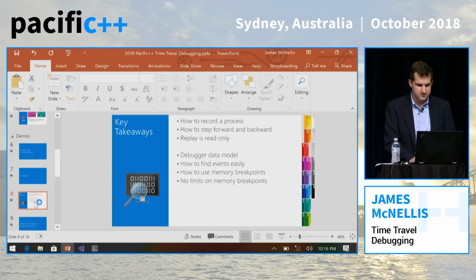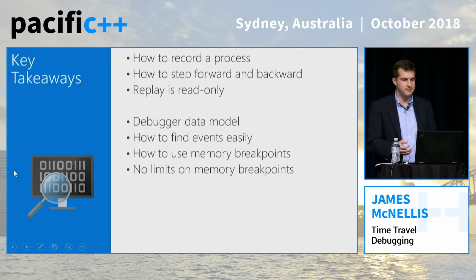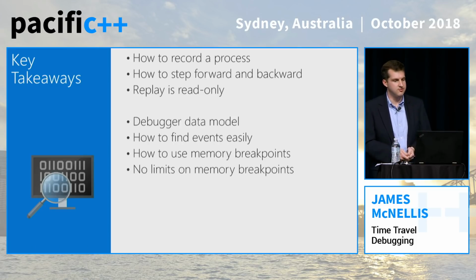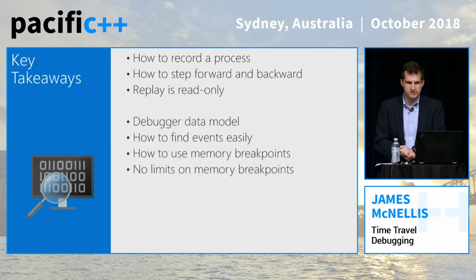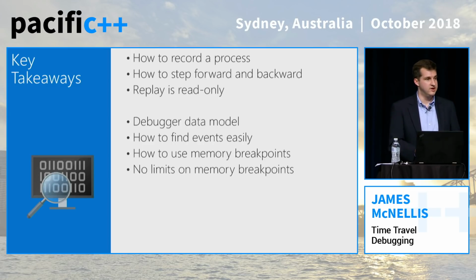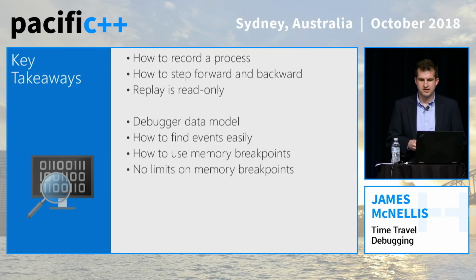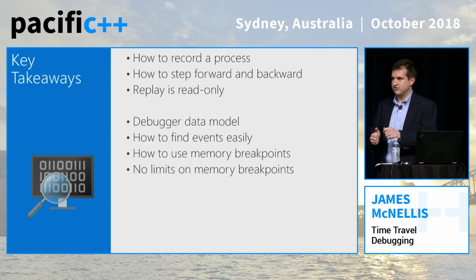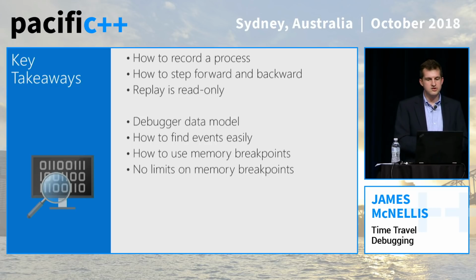So coming back to a little recap. So the key takeaways from these first pieces, I've shown how you can record execution of a process. We've seen how to do basic operations like stepping forward and backward and set breakpoints. We've talked about how replay is read-only, so you can't modify the state of local variables or other things while you're replaying. I've shown the basics of the debugger data model. We'll see some more advanced concepts from that in a little bit. I've shown how you can find events easily, so how you can actually go find where an exception occurred or where a thread started. And I've showed how you can use memory breakpoints.